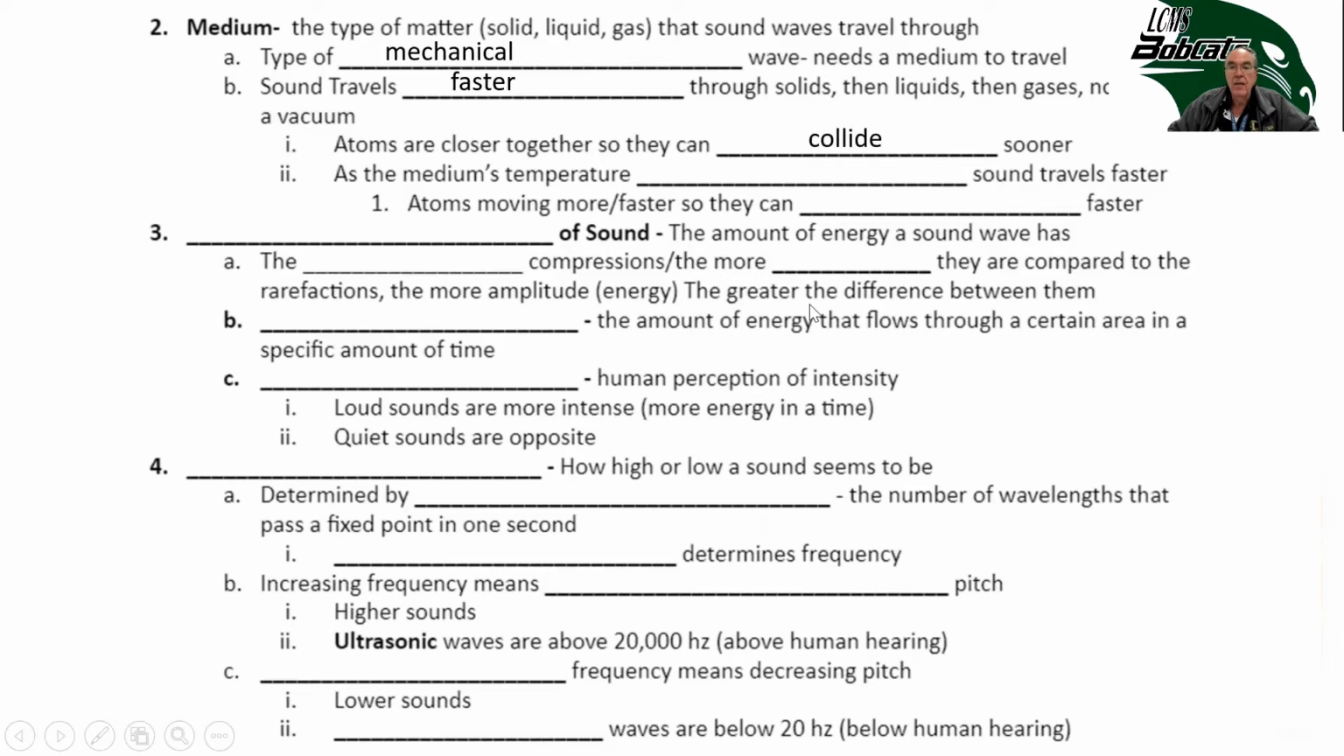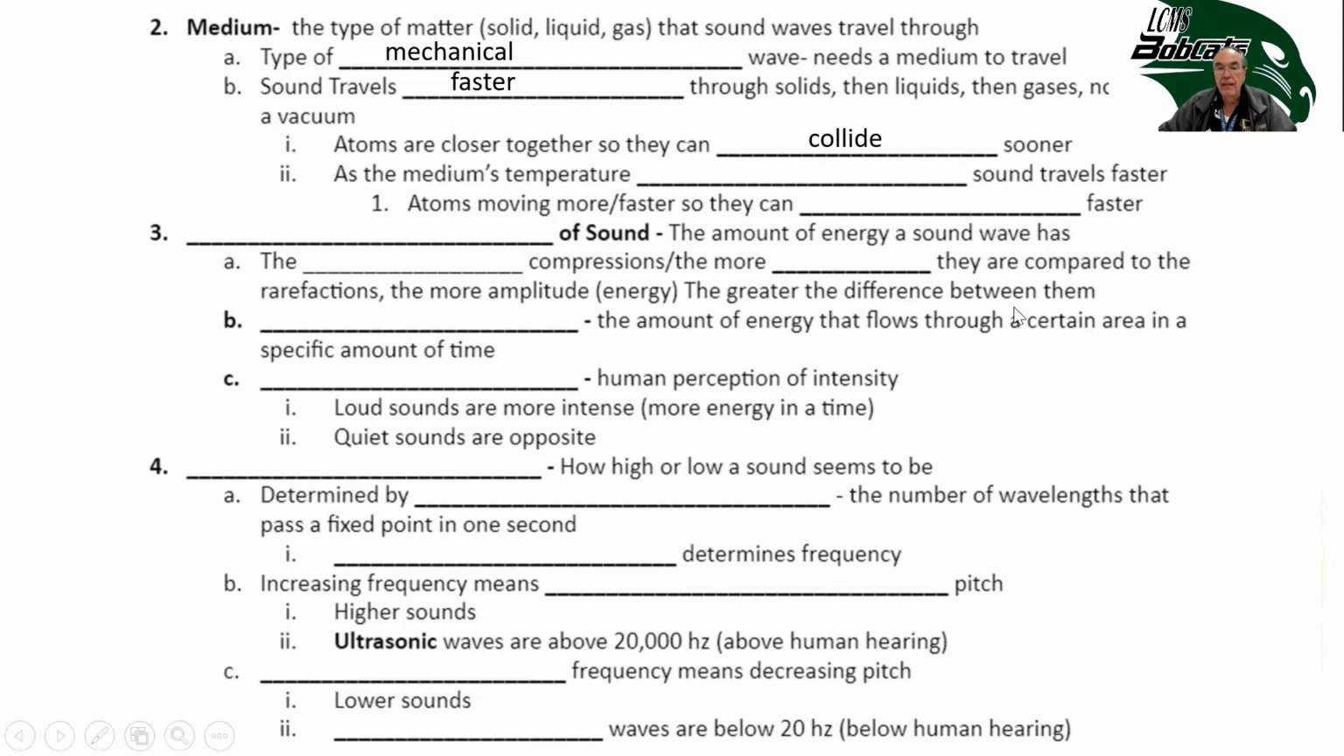So as we just said, when the atoms are closer together, like in a solid, the atoms collide faster and they're easier for them to get into the compressions because they're already close together. So sound goes fastest in a solid. Sometimes in a Western movie, you'll see somebody put their ear to the ground or to a railroad track. That's because the sound travels faster through the ground or the railroad track than it does through the air. So you would be able to hear it first.